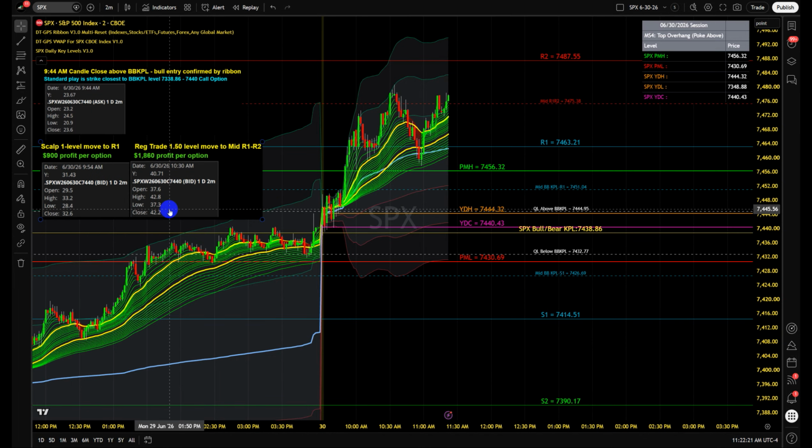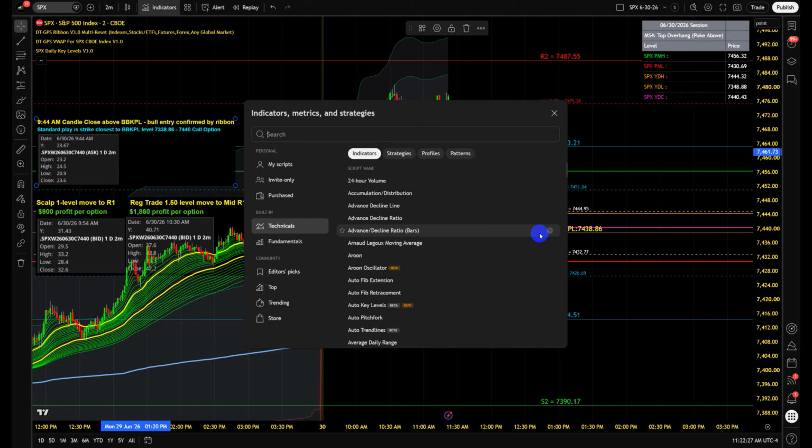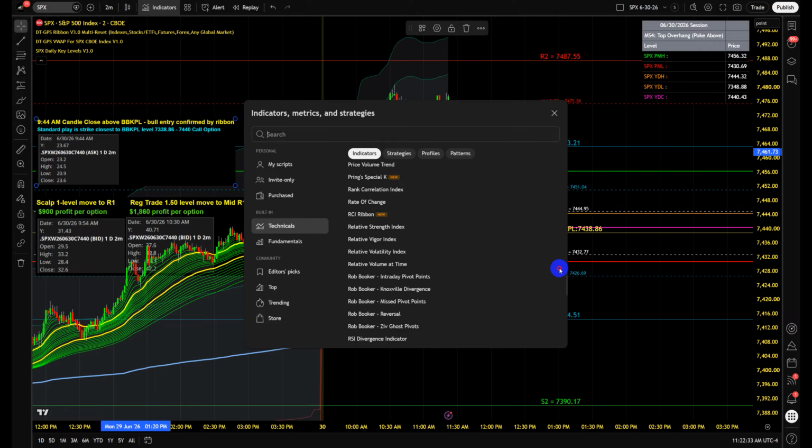We'll move these down out of the way. We're just going to go down to technicals that are built into TradingView. We'll go down to the volume weighted average price.